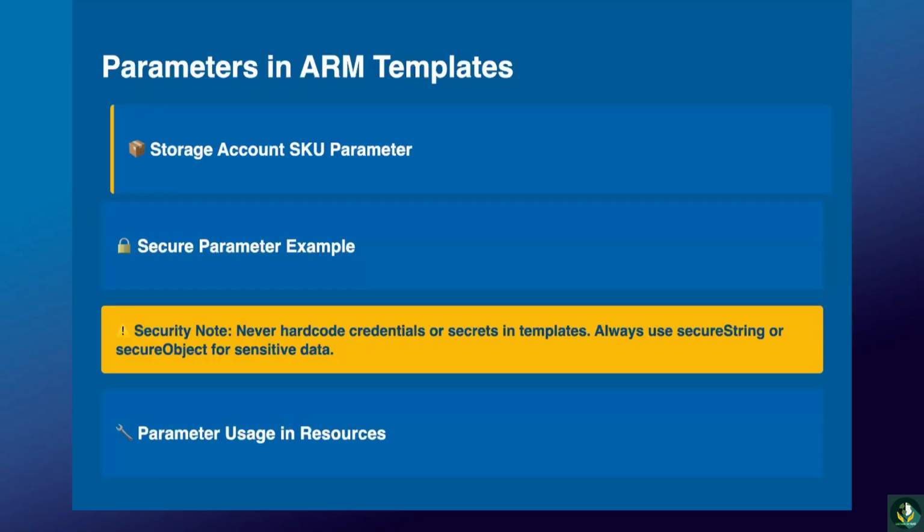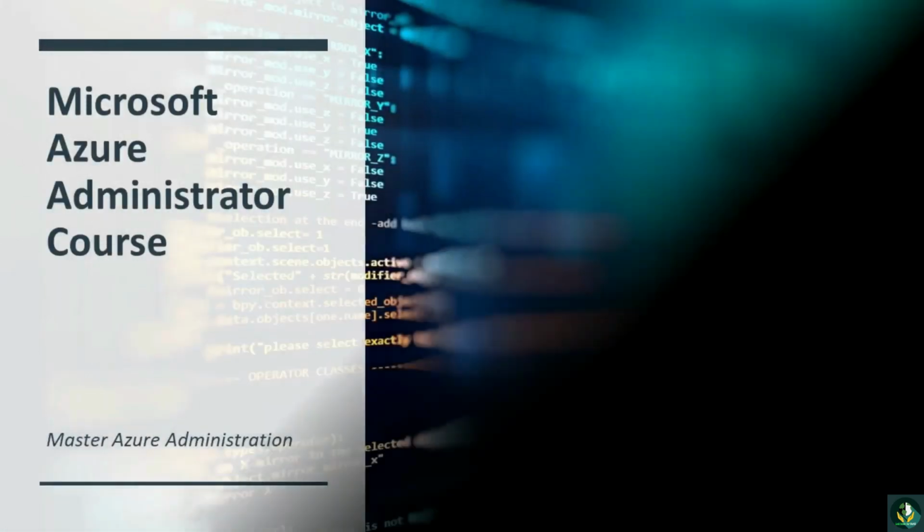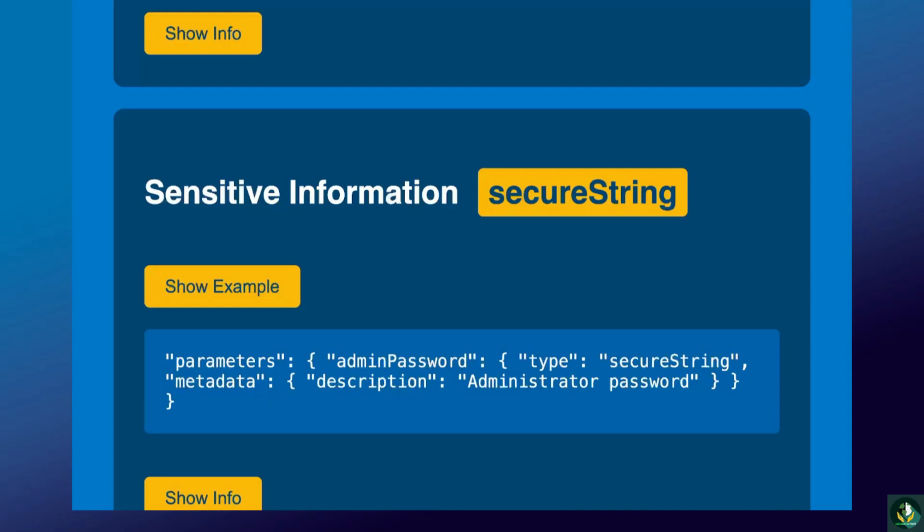Always use secure string or secure object for sensitive data. So let's get back to this slide and see the example here. So again, never hard code sensitive information like passwords or secrets in templates. Always use parameters to pass such data securely. So here, the admin password parameter is defined to accept a password, ensuring that the value is not hard-coded in the template. This allows the password to be provided at deployment time, reducing the risk of exposure.